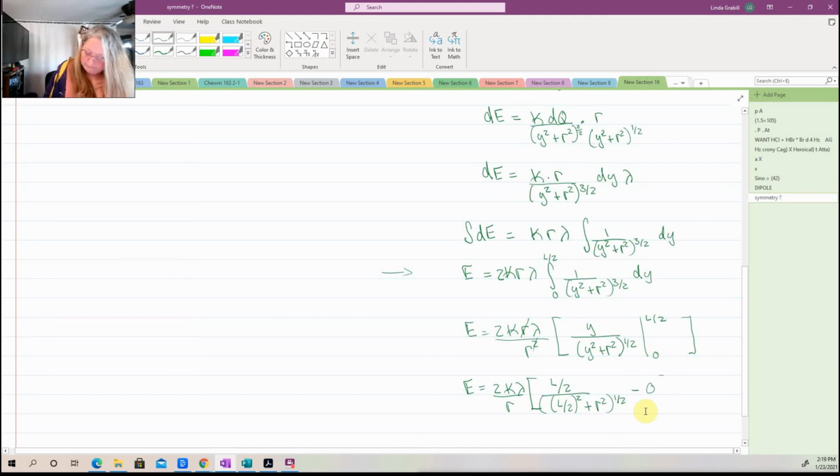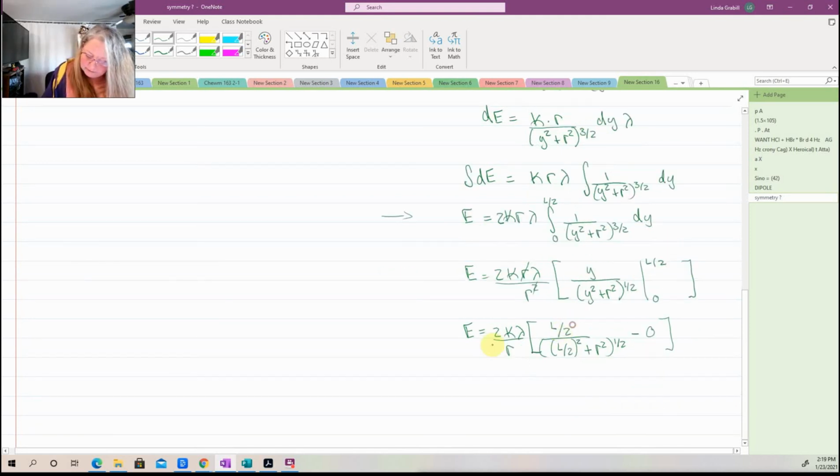We're almost there. So let's see. This 2 is going to cancel with that 2. I get E equals k lambda over r times L. Let's just do this. 1 over (L squared over 4 plus r squared) to the 1/2.